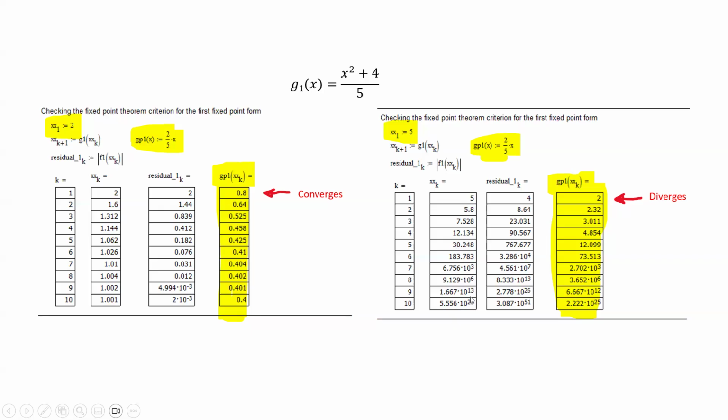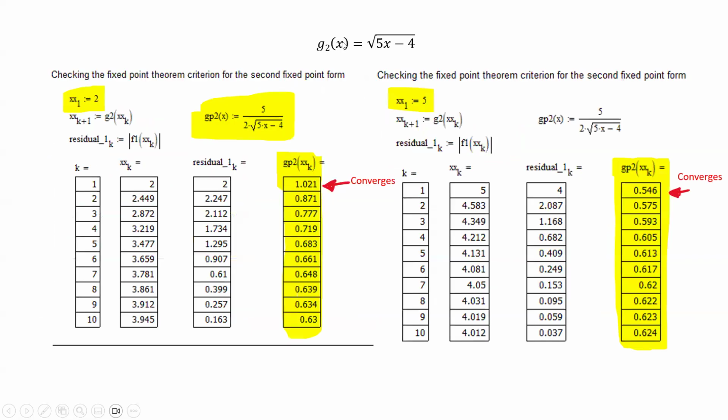How about the second rearrangement? For the second fixed point form, the derivative of g(x) is this equation. Now we evaluate at these two initial guesses. When we evaluate g prime at the initial guess 2, the value is greater than 1, but the algorithm still converges to the root of 4.